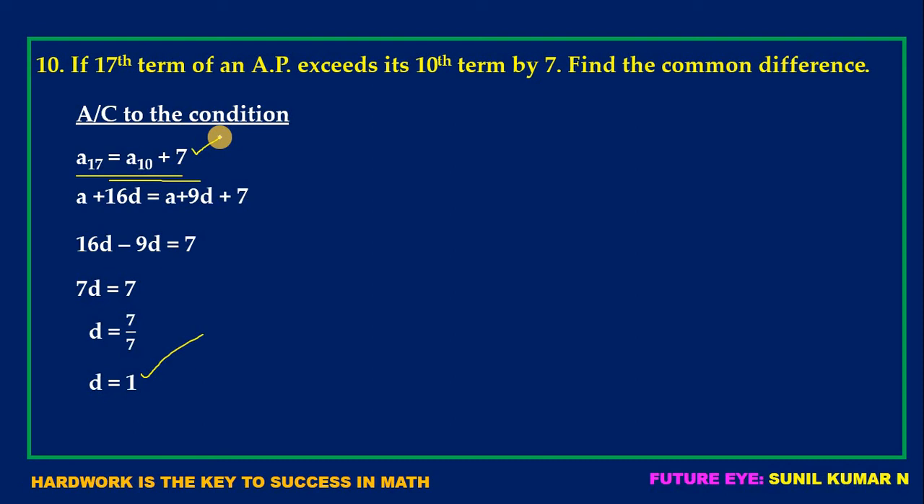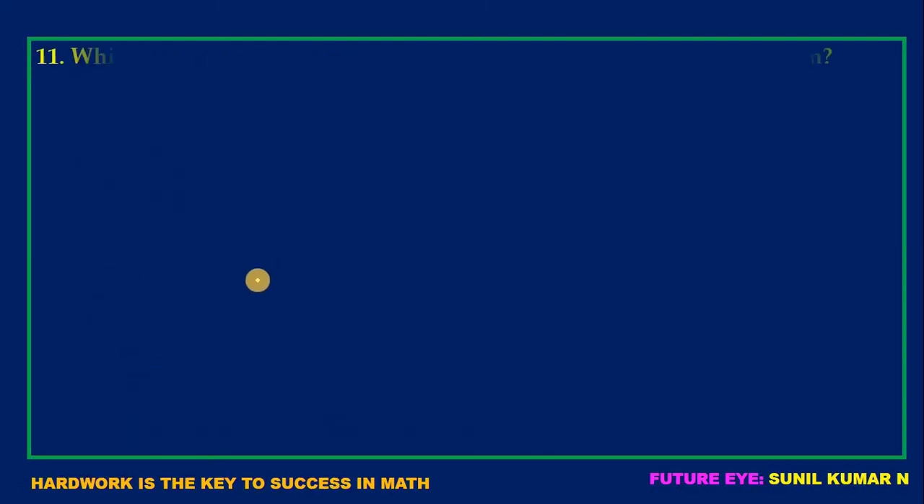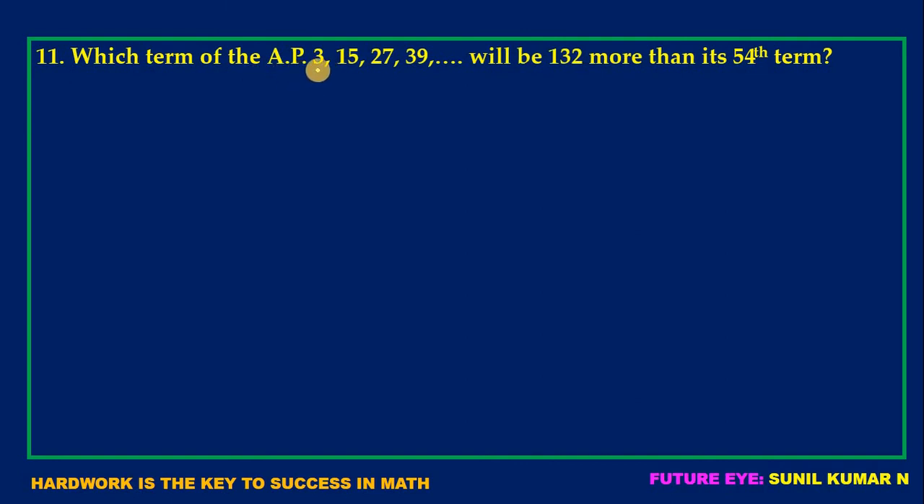Next, let us move on to another problem, children. Which term of the AP 3, 15, 27, 39 and so on will be 132 more than its 54th term? Understand the problem very well, children. Here one AP is given and we are asked to find the term that is 132 more than its 54th term. It means which number will be 132 more than the 54th term.